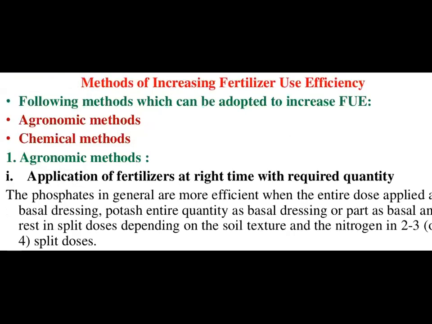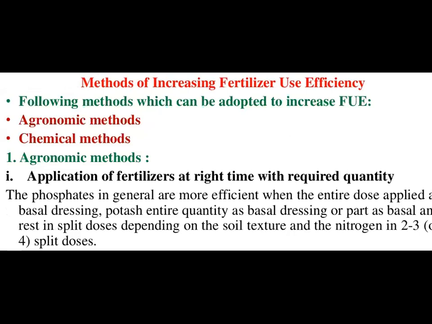Then methods for increasing fertilizer use efficiency. For increasing fertilizer use efficiency, two methods are followed, known as the agronomic method and the chemical method. Agronomic method: in this, application of fertilizer at the right time in the required quantity can be useful for increasing fertilizer use efficiency.